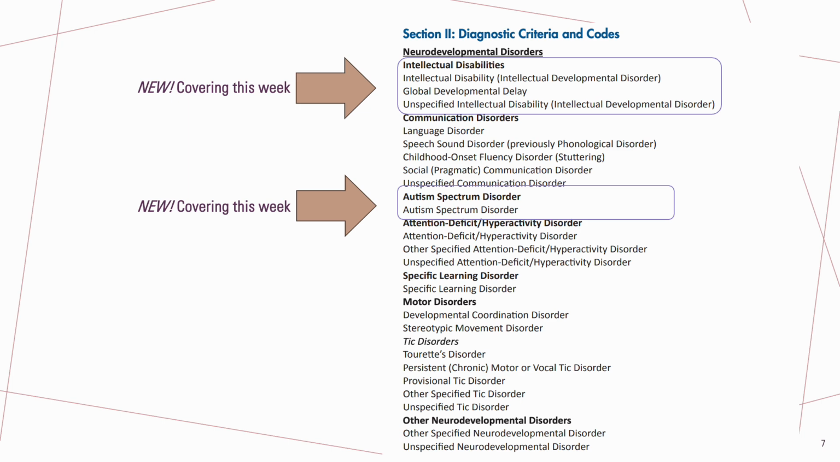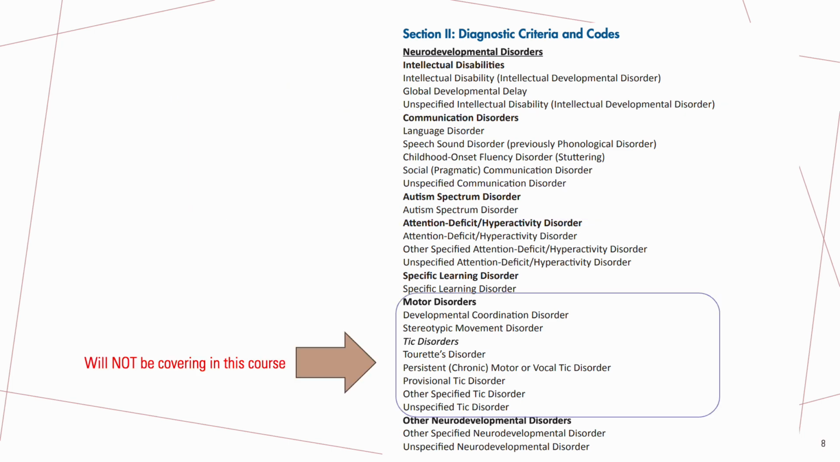So finally, this week, we are covering intellectual disabilities, which contains intellectual disability or intellectual developmental disorder, global developmental delay, and unspecified intellectual disability. We'll also cover autism spectrum disorder, and within this section is just ASD. You'll notice that in the neurodevelopmental section, we have motor disorders. This includes things like tic disorders, Tourette's, provisional tic disorder. We are not covering that in this course, but I just want to point out that that is there in the DSM within the neurodevelopmental disorders.